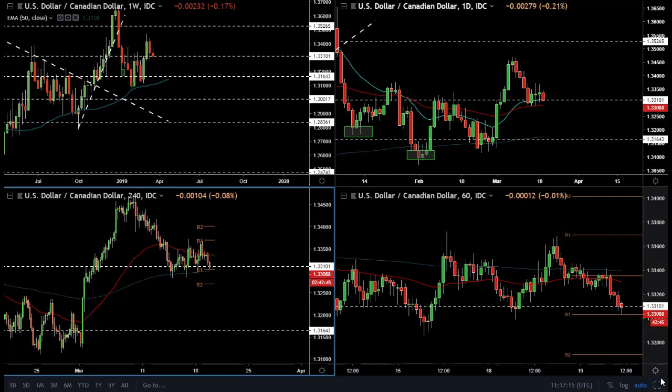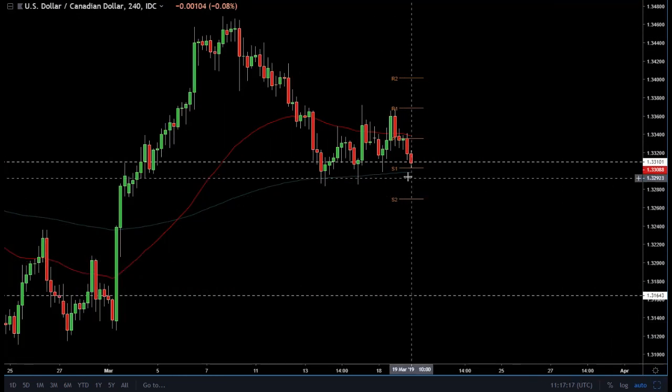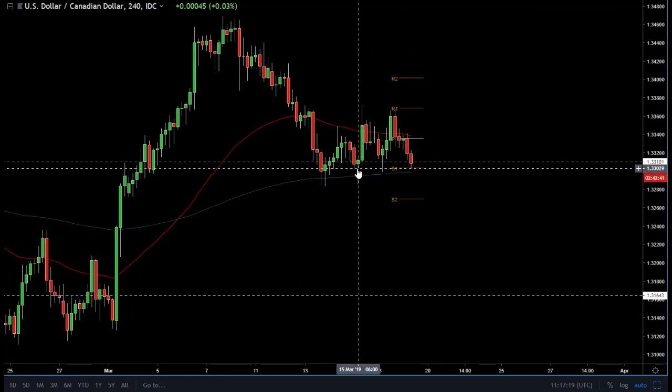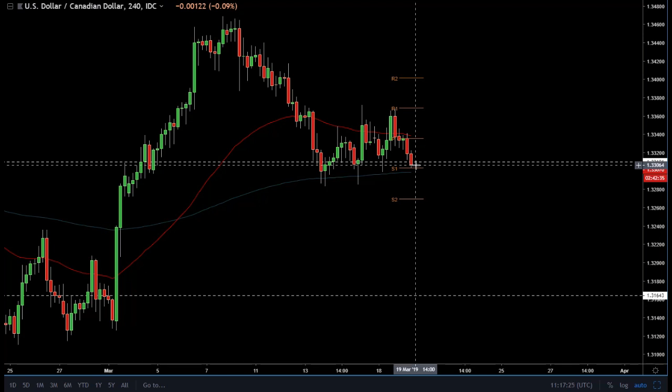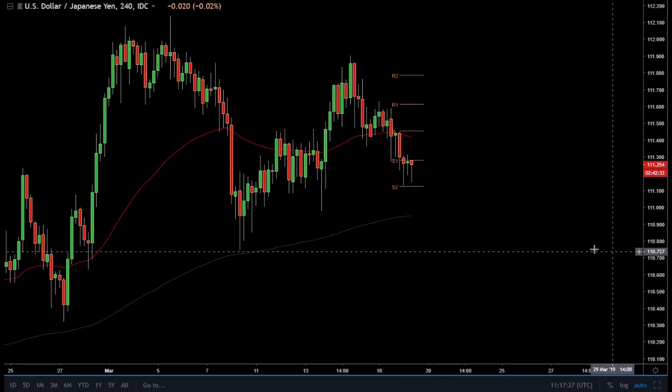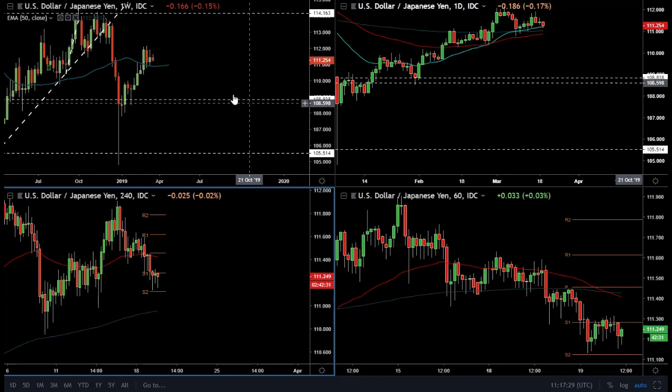For instance, when we look at the 4 hour, and if you would have another support being held onto with a pin bar candle, then you could easily be able to go long on this one. So moving on, dollar yen.